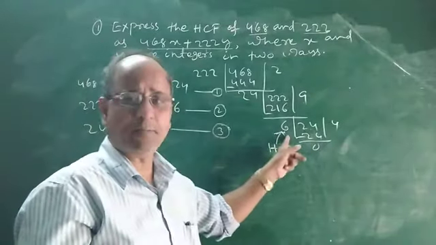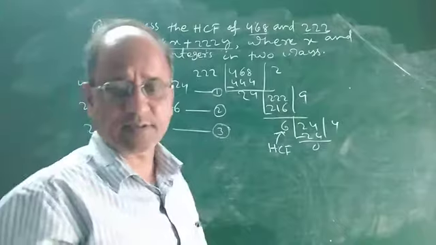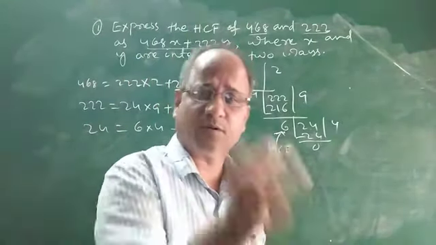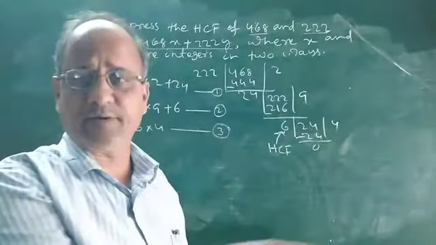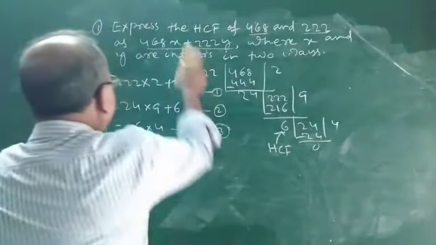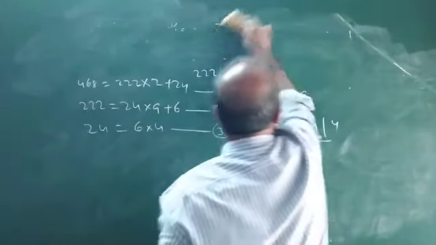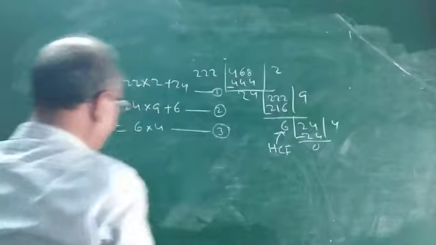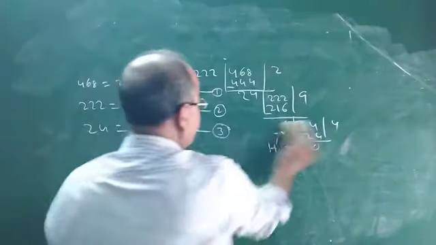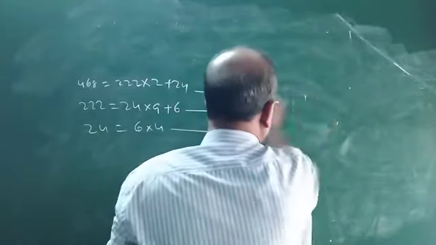The question is we have to express 6 as 468x plus 222y, means as a linear combination of the two positive integers, that is 468 and 222. Let us see how to express. So we have to express it in two ways. Let us see the first way. What will be the first way? Now we can rub this one, it is not necessary.